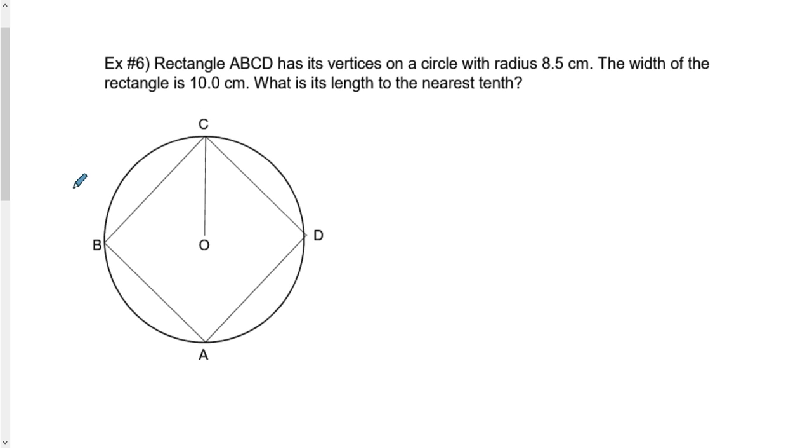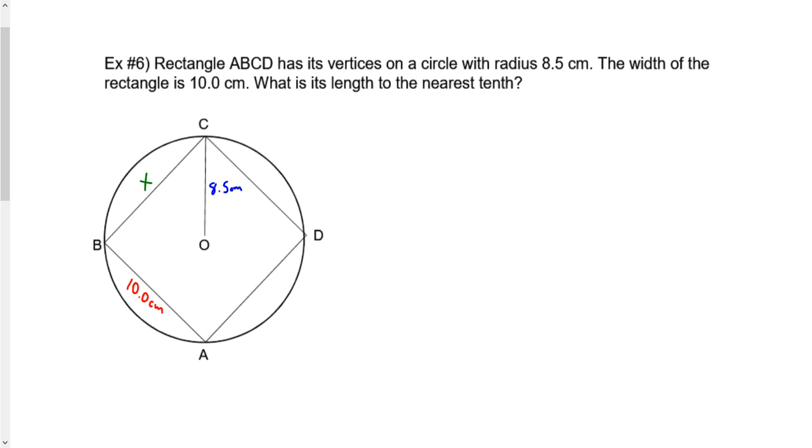Rectangle ABCD has its vertices on a circle with radius of 8.5. So the radius, going from the center anywhere to the outside, is 8.5 centimeters. The width of the rectangle is 10 centimeters. So there's our 10.0 centimeters. What we need to do is determine the length to the nearest tenth. So we need to determine what is that.